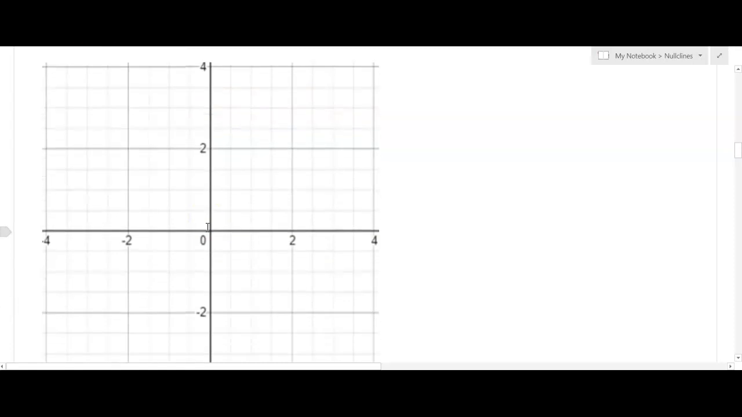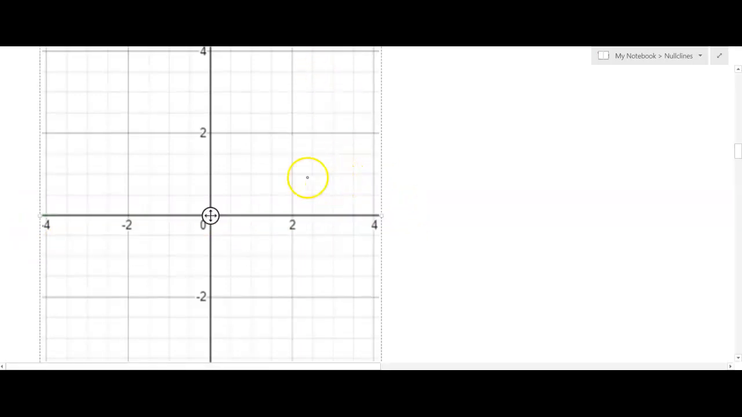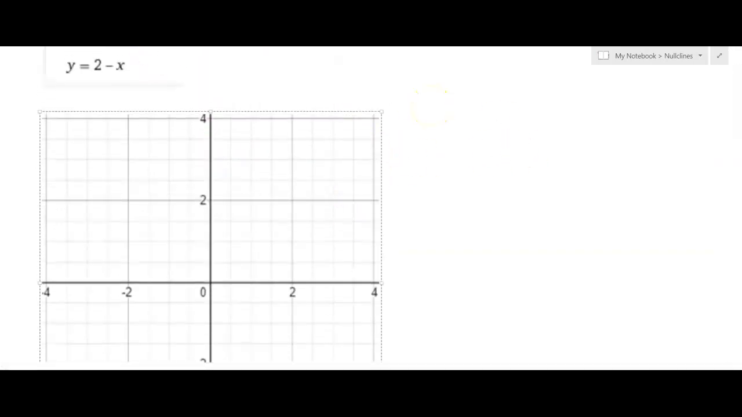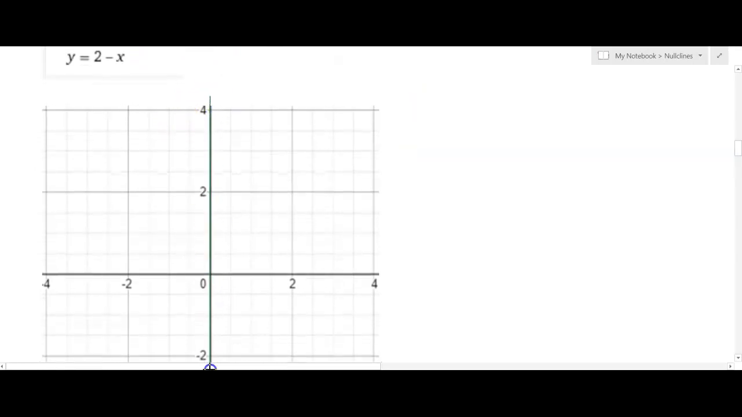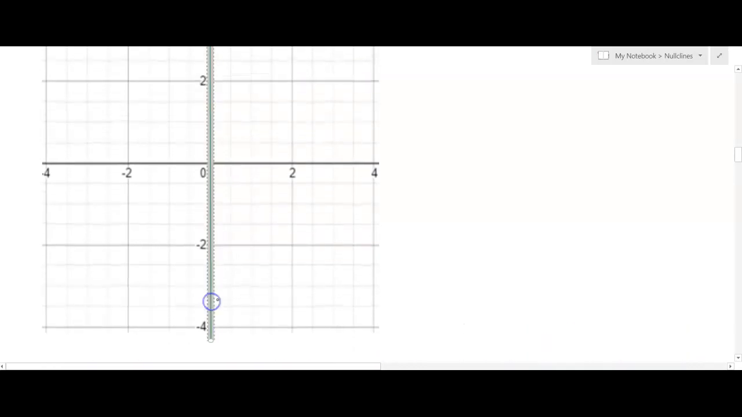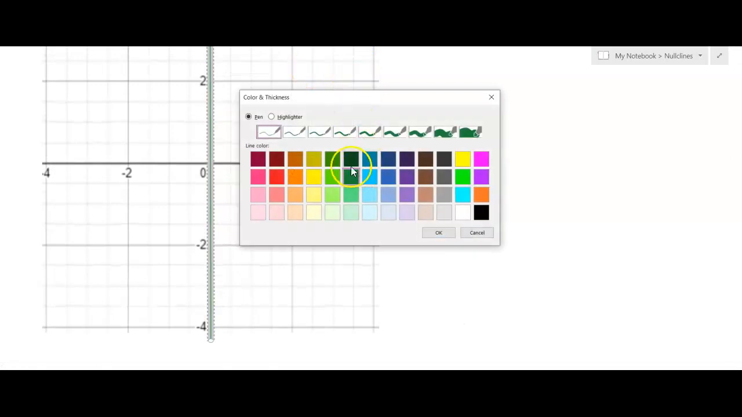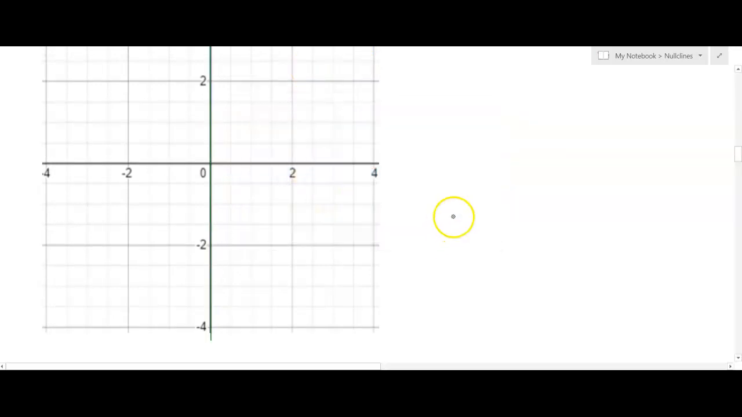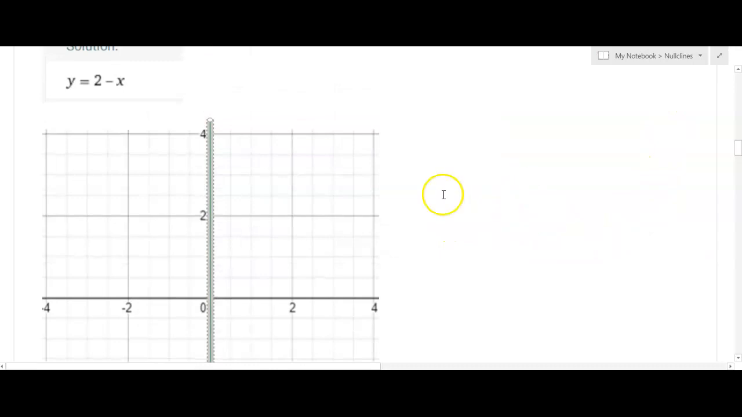So what I want to go ahead and do is plot this. I'm going to use a different color because we're going to have a lot of information on this. And so here is my one Nullcline. Okay, sorry, that's not the Nullcline. The Nullcline is the vertical axis. So we'll go ahead and indicate that we have a Nullcline that runs up and down along this axis right here. And let's give that some thickness.